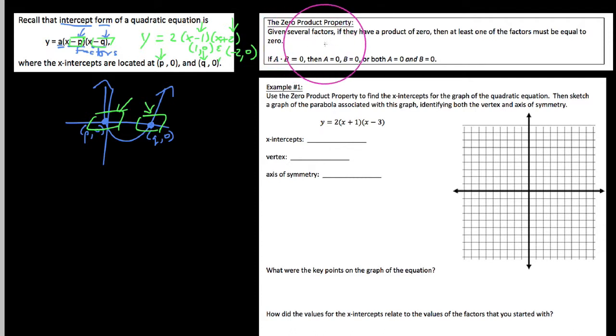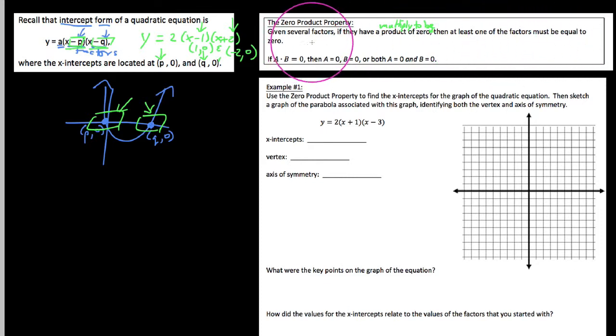It says, given several factors, and recall that factors are things that we multiply together, like these two things over here, to get something. If they have a product of 0, if they multiply to be 0, then at least one of the factors must be equal to 0.